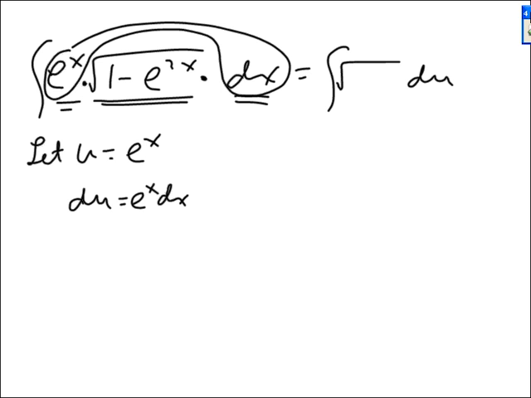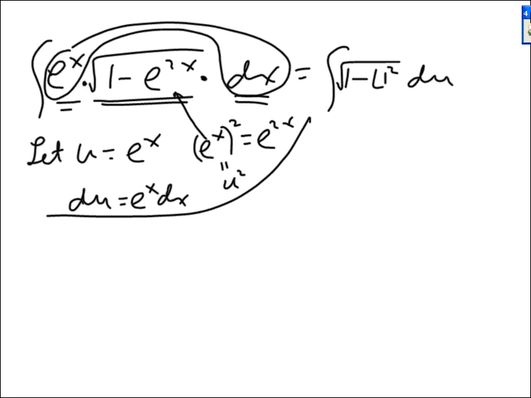And then under here I have 1 minus. Just remember that e to the x squared is e to the 2x. But this is u squared. E to the x is u. If e to the x is being squared, then you get u squared. So it's a classic trig substitution: 1 minus u squared.